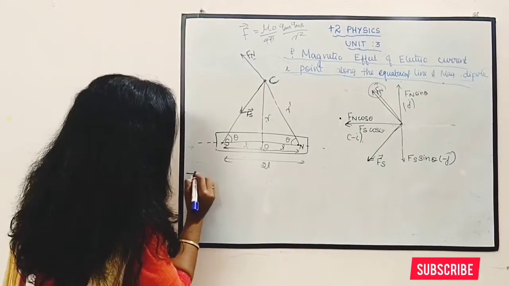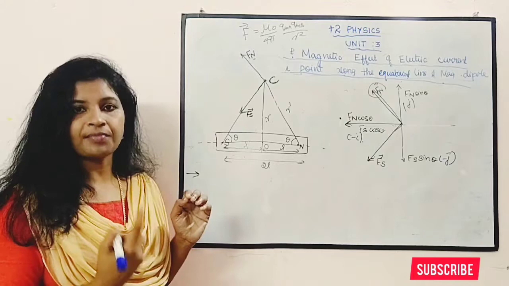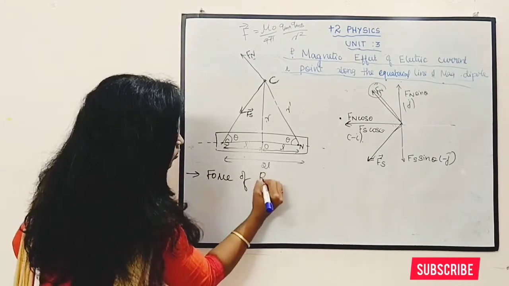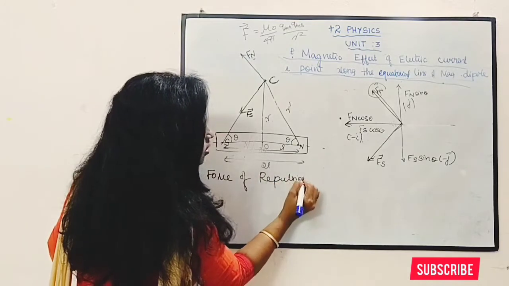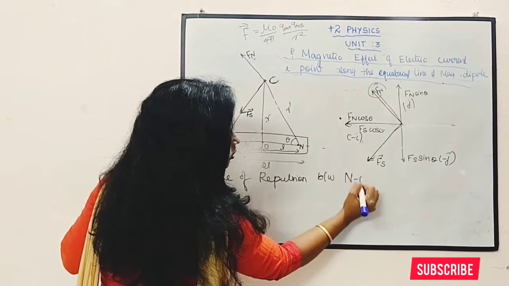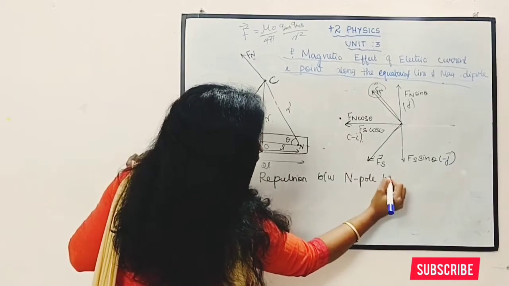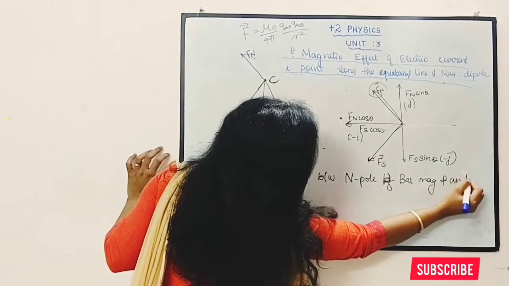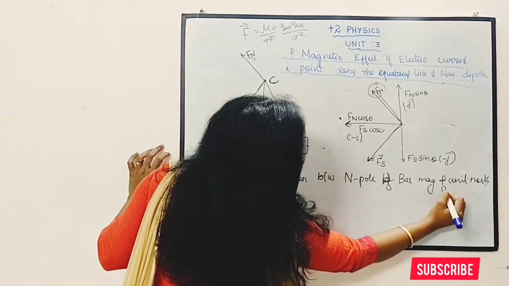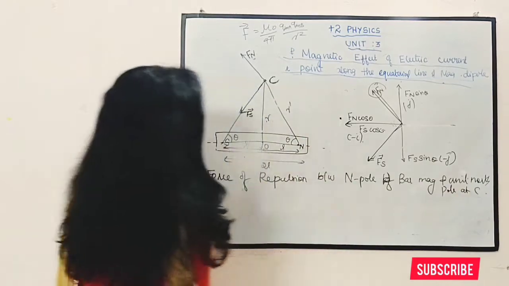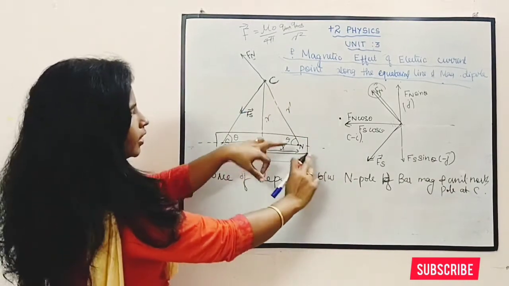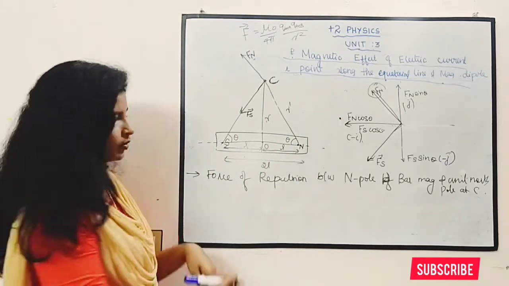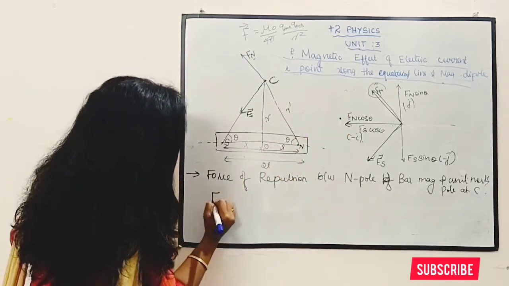Similarly, as we did in the axial line, we are going to calculate it here. First, according to Coulomb's law of magnetism, we are going to find the force of repulsion between the north pole of the bar magnet and the unit north pole at C. We are going to calculate the force of repulsion between these two first. For that we have two components.